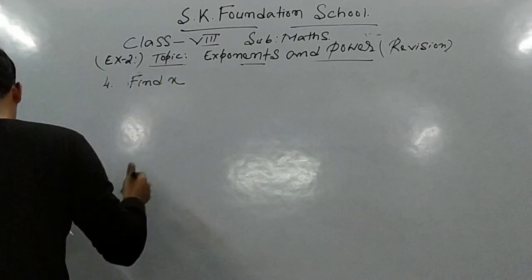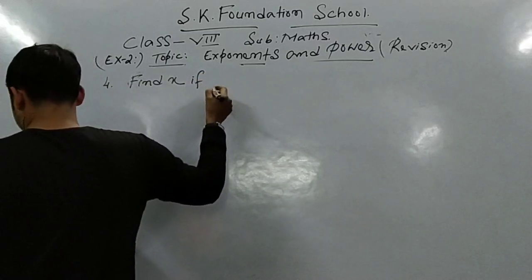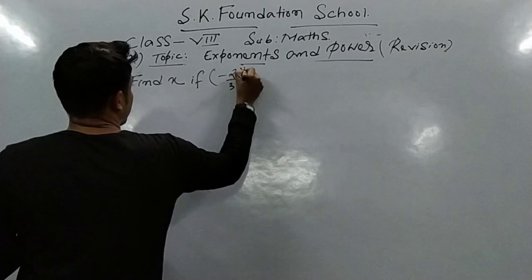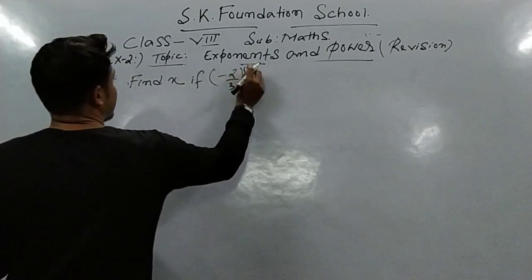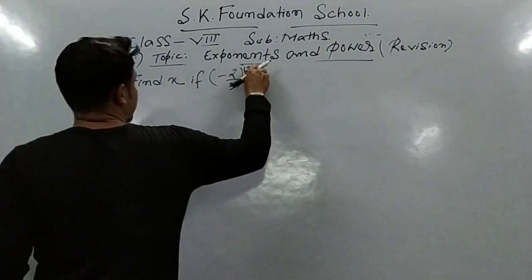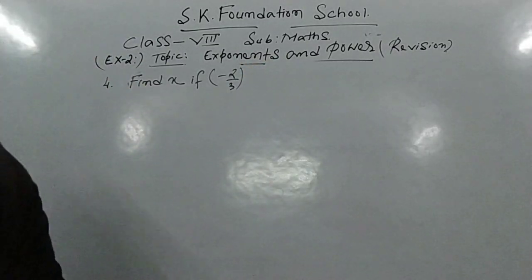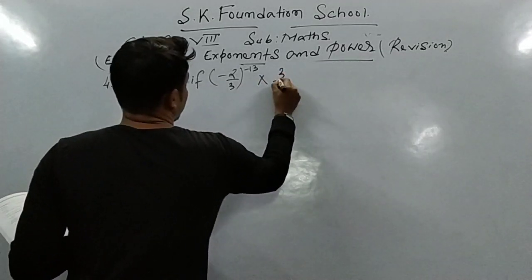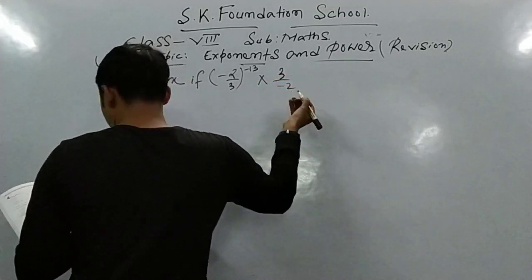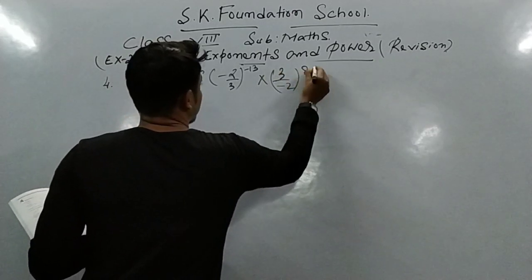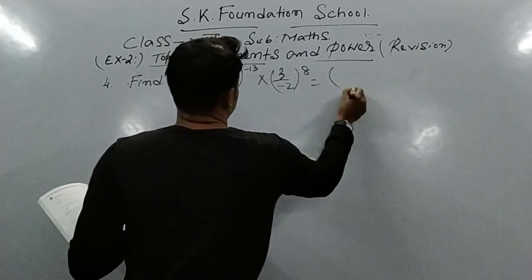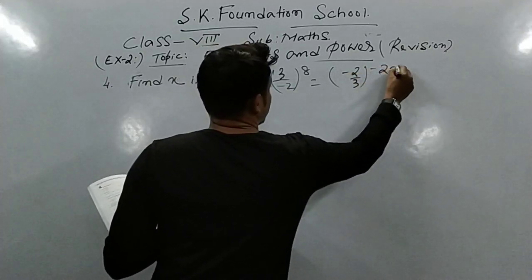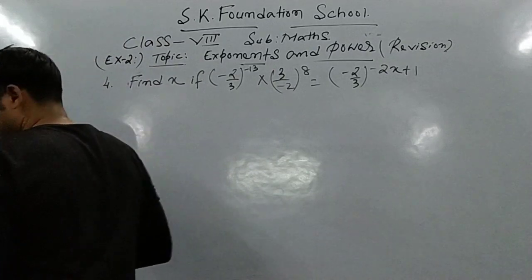Find x if minus 2 by 3 to the power minus 13 into 3 by minus 2 to the power 8 equals to minus 2 by 3 to the power minus 2x plus 1. Okay, this is our question.